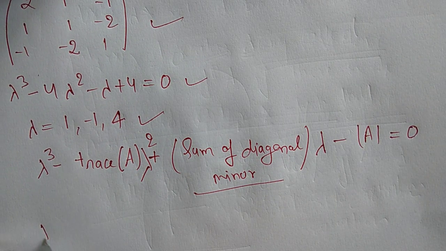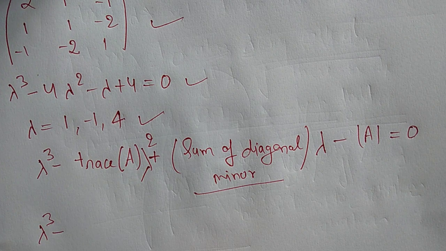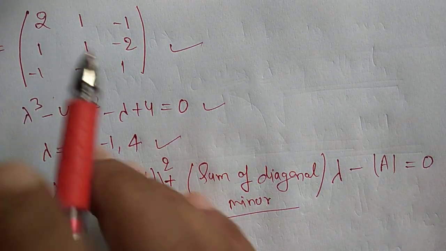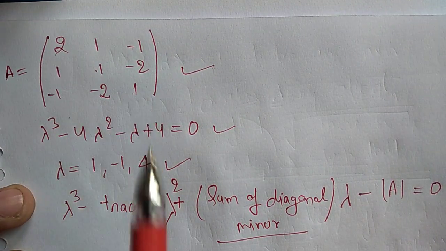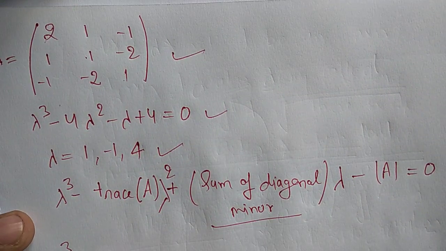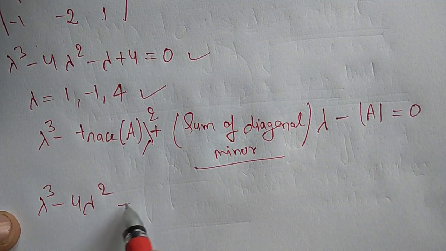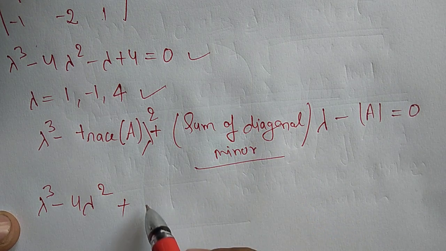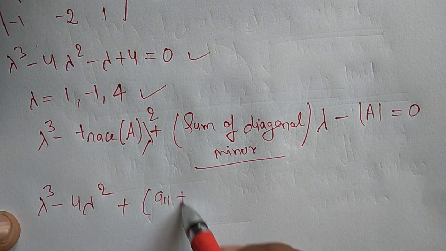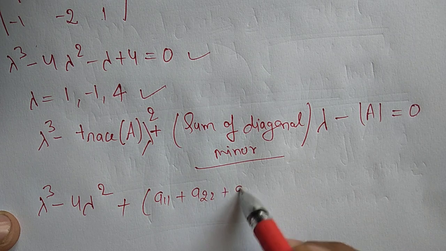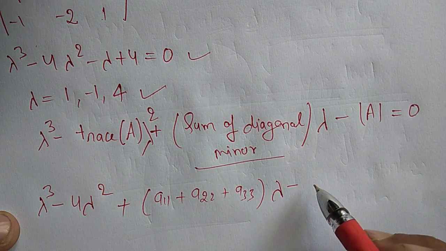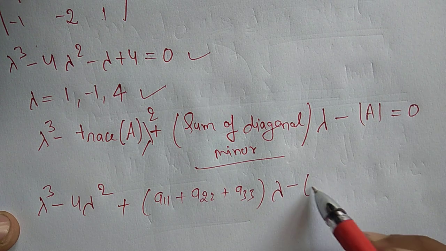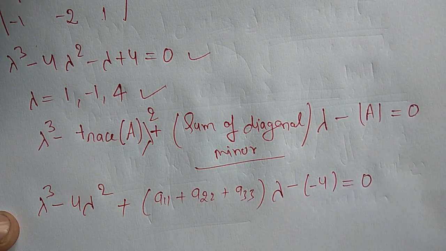So here lambda cube minus trace, which is the sum of diagonal elements. We can see 2 plus 1 plus 1, 4. So we have minus 4 lambda square plus the sum of diagonal minors, which will be a11 plus a22 plus a33, lambda, minus determinant, which is 4 here. So minus 4 equal to 0.